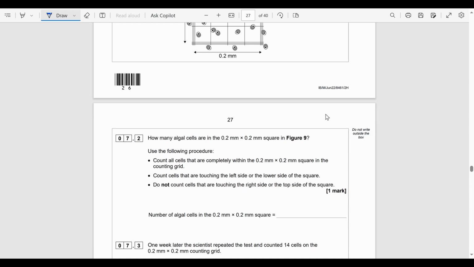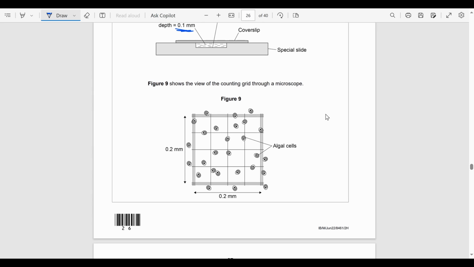7.2. How many algal cells are in the 0.2 by 0.2 millimeter square in figure 9? Use the following procedure. Count all cells that are completely within the 0.2 millimeter by 0.2 millimeter square in the counting grid. Count cells that are touching the left side or the lower side of the square. Do not count cells that are touching the right side or the top side of the square. Right, so we have to only use left side and lower side when we are counting.